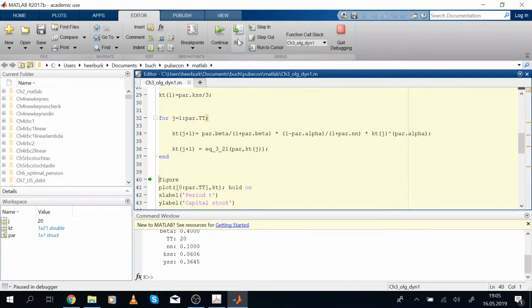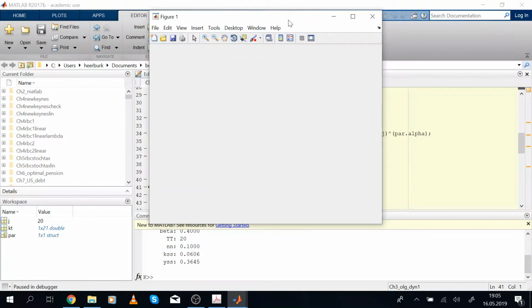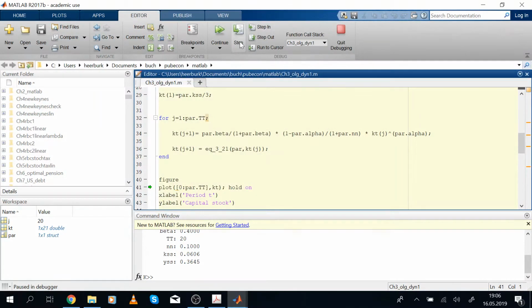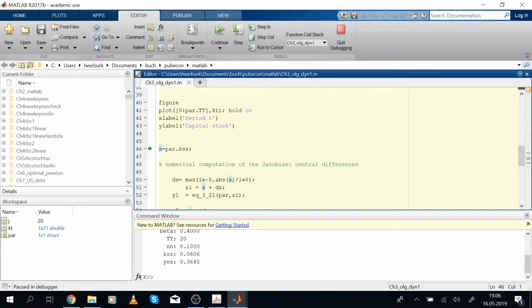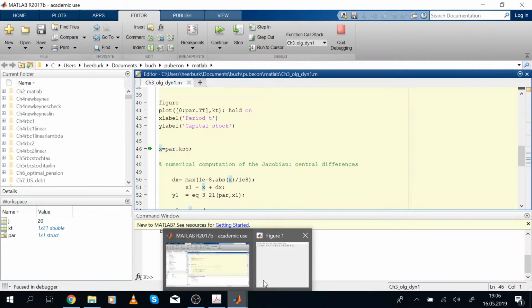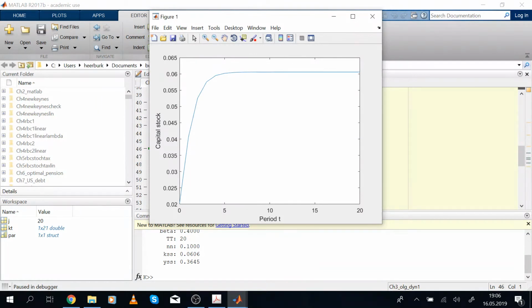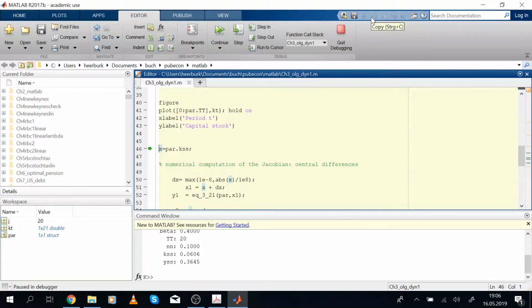Now in the next 4 lines we plot the dynamics of our capital stock. And of course, it is equal to the one displayed in the slides and also in the book. This is the first part of the program. Now let's go to the second part.